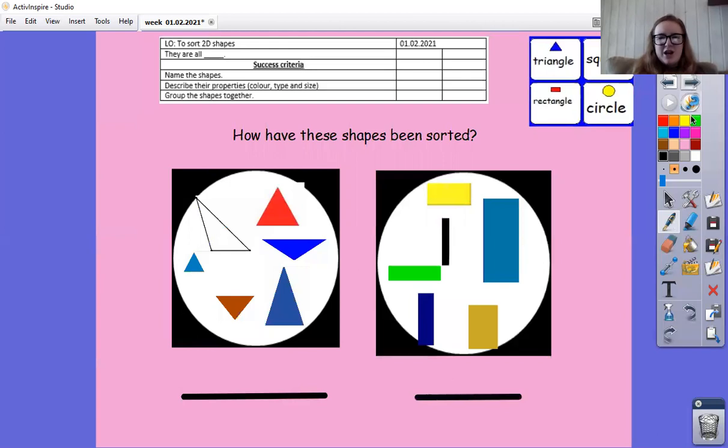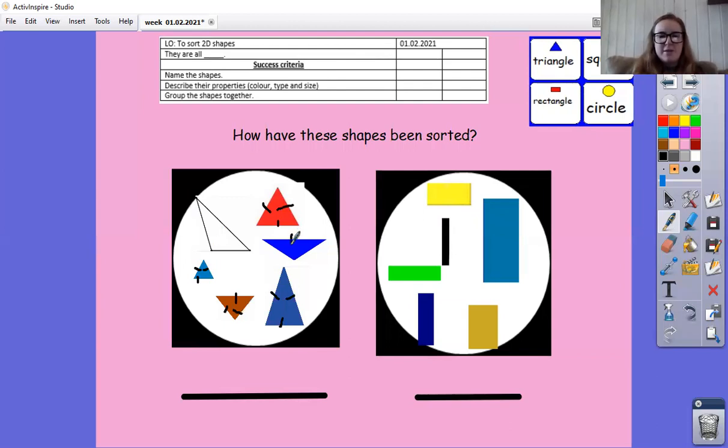So how have these shapes been sorted? Let me have a look at these shapes. What are all these shapes? Well, I can see that this shape here is a triangle. I recognise this shape and I know it is a triangle because it has 1, 2, 3 sides. I know that this is a triangle that has been rotated because it has 1, 2, 3 sides. It's just a triangle that has been rotated.